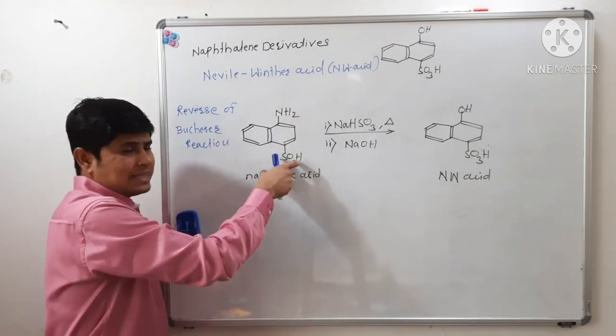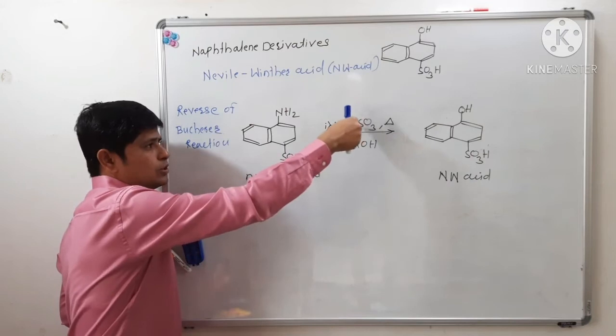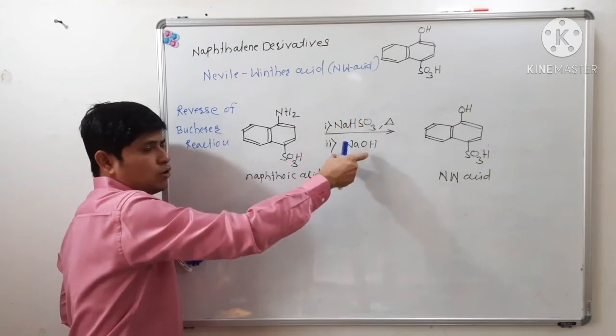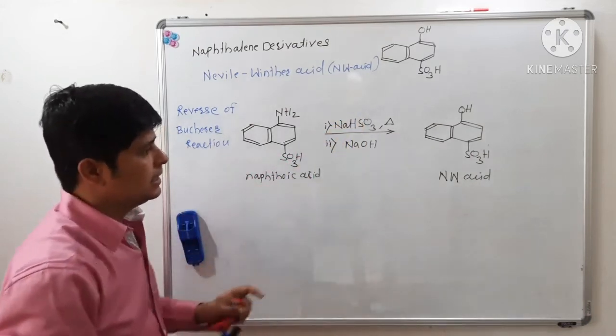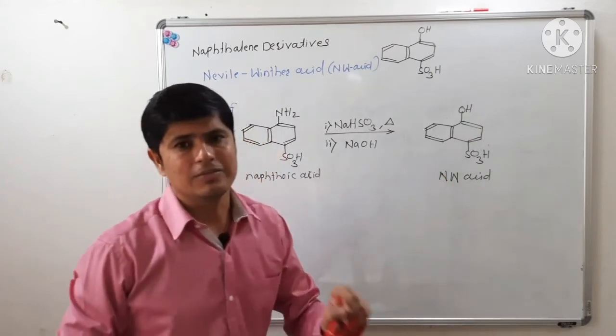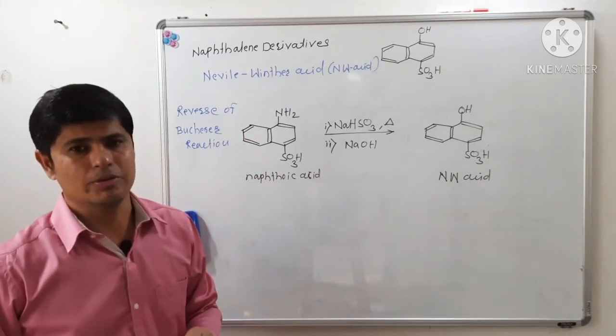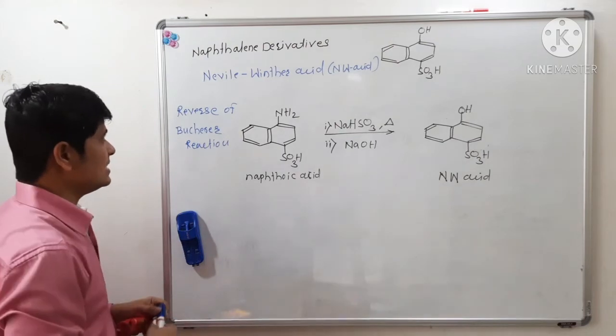So take naphthoic acid and react it with sodium bisulfite, and then sodium hydroxide. So we will get Nevile-Winther acid. It is also called NW acid. Now let us see the next synthesis, Cleve acid.